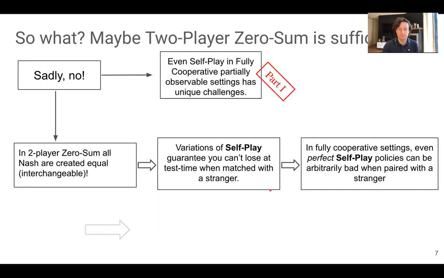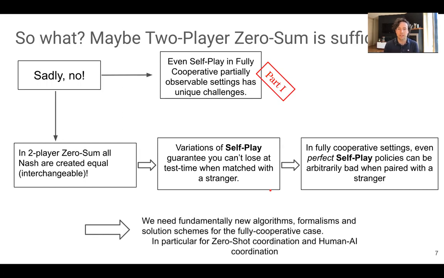So what this means is that we need fundamentally new algorithms, formalisms, and solution schemes for the fully cooperative case. And in particular, when we think about coordination settings that are zero-shot or ad hoc, including humans, we don't even know where to start. And we'll make a little bit of progress here, though, in this talk. And this is being done in part 2 of the talk.